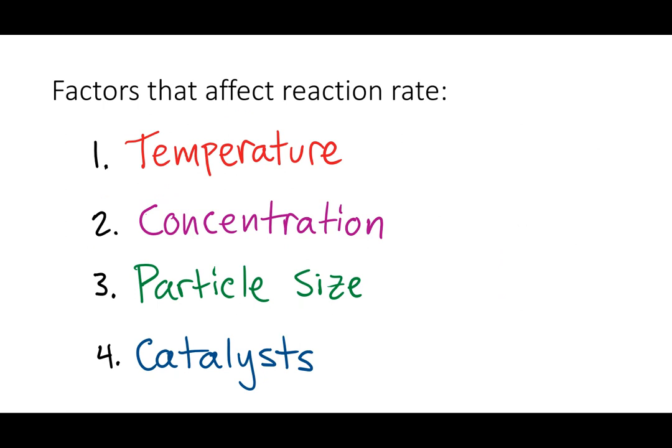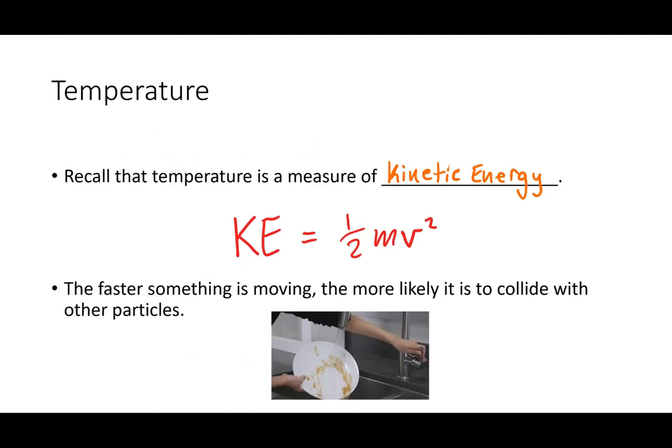Factors that affect the reaction rate are the following four: temperature, concentration, particle size, and catalysts. You do need to know those four. Let's start with temperature. Recall that temperature is a measure of kinetic energy. Hopefully you've learned this before, maybe in a different science class, but kinetic energy is 1/2 mv squared. That is how you measure it.